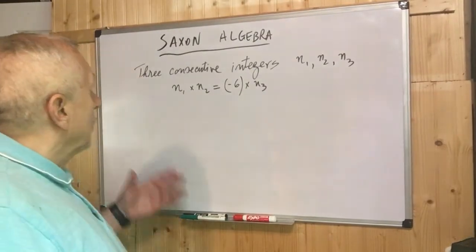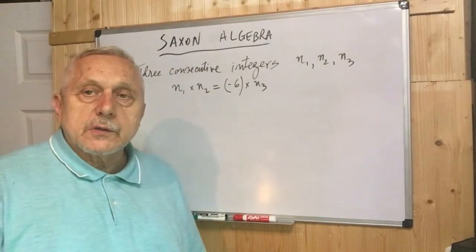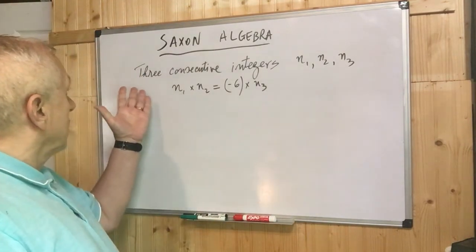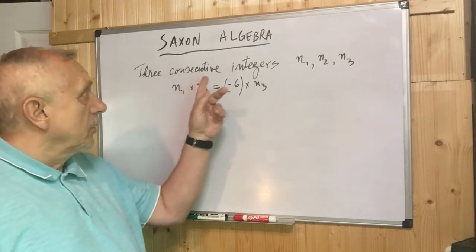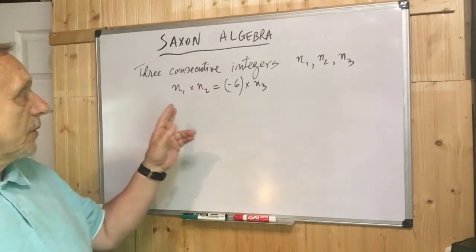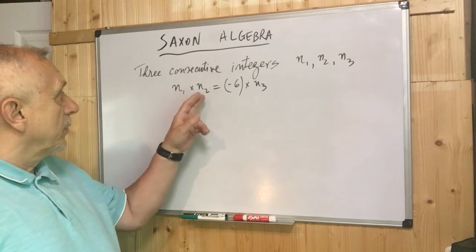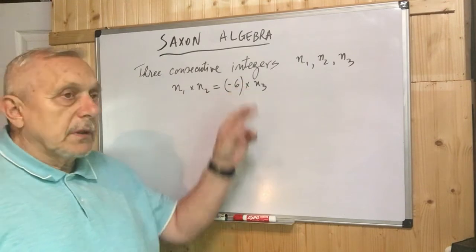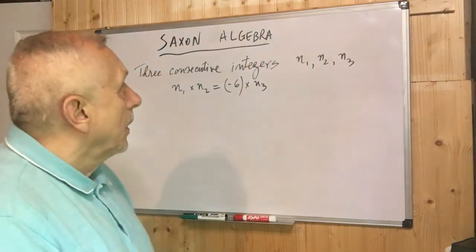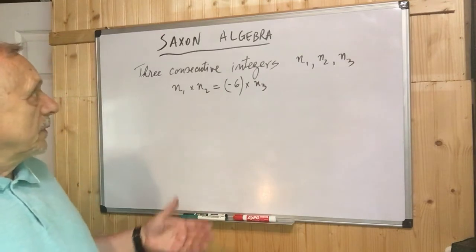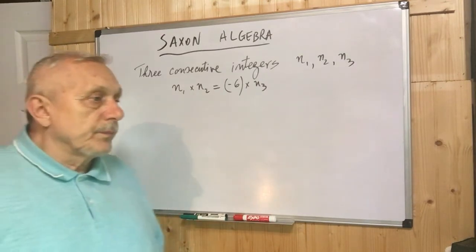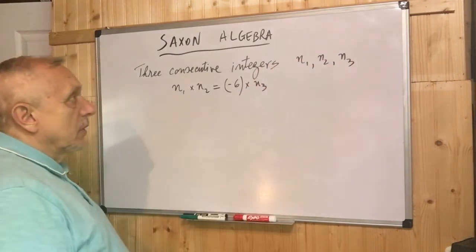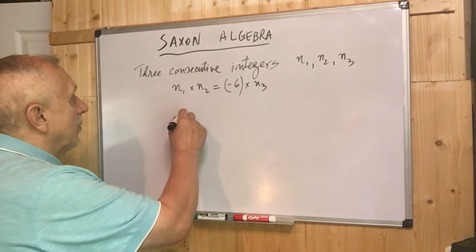Let's solve this problem. It's in a book of Saxon Algebra, and if you can do it, let me first read the description. Three consecutive integers are such that the product of the first two integers equals the product of -6 times the third integer. If you'd like to solve it, it's not very difficult. Otherwise, let's try.